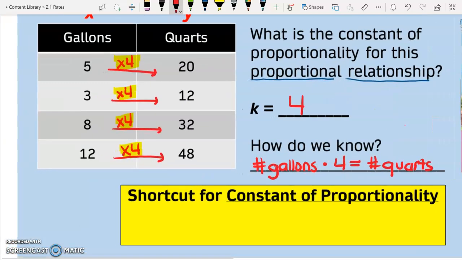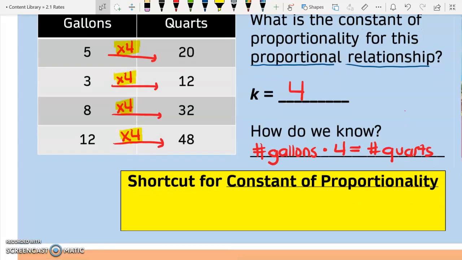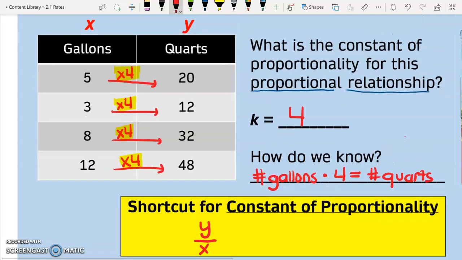So again, we just found the times 4 by kind of guessing and checking. But there should be a way that we're able to calculate this, right? And it turns out that there is. Our shortcut for finding the constant of proportionality is always going to be y divided by x. Any value from our right column, so in this case 12, divided by whatever x goes with it, 3. So we can just quick check. 12, so there's our y, divided by 3, will definitely get us the 4, which we said was our constant of proportionality.